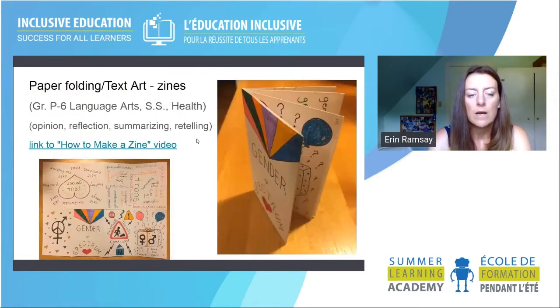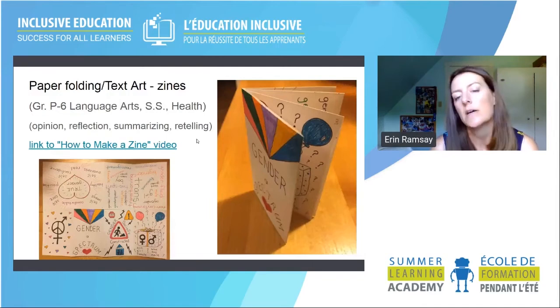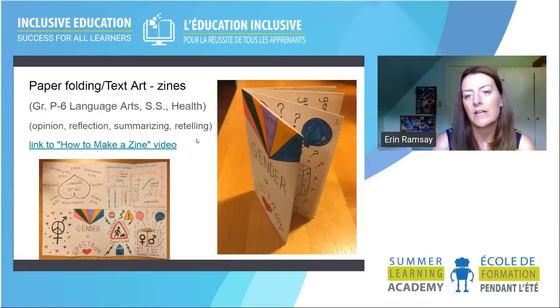So another super neat folding technique is called a zine. And a lot of you may have heard of it before. I just learned about zines a little while ago. Actually, my kids and I were watching a movie called Moxie. Maybe you've watched that too. A zine is like a pamphlet. And I put a video here for you to understand how to make a zine. It's a particular way of folding paper.